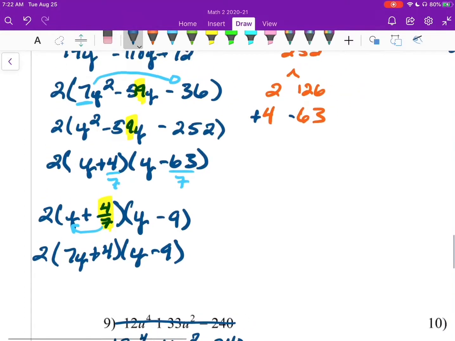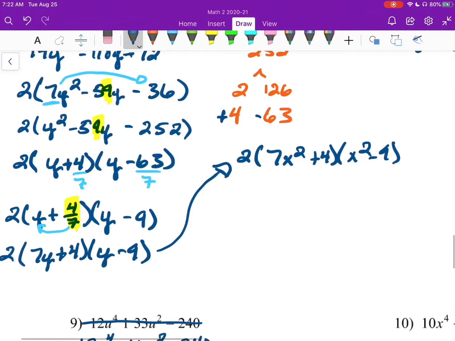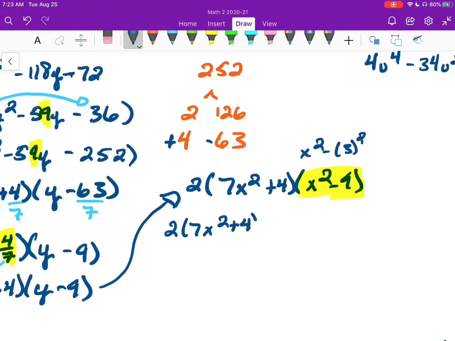Okay, to finish off, I'm going to pull this up here and let's plug it back in our x's. So we have 2, 7x squared plus 4, x squared minus 9. We need to check, are we done? Are we able to factor anymore? And the answer ends up being yes, because we have x squared minus 9. This is the same thing as x squared minus 3 squared, so we can factor that apart. So we have 2, 7x squared plus 4, x plus 3, x minus 3. And now we are finally done.